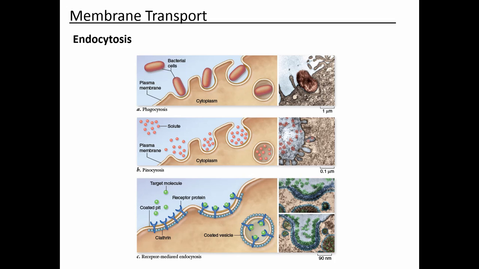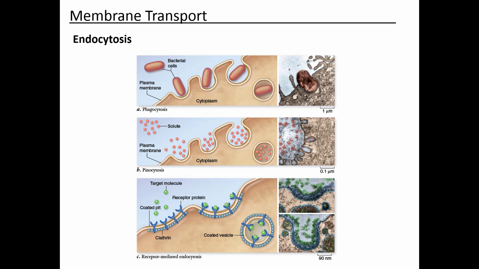So just in general, no matter what type of endocytosis you're talking about, a portion of the plasma membrane is going to somehow surround something that's on the outside of the cell. So that's what you have happening here, here, and here. This portion of the plasma membrane is going to surround these molecules. This portion is going to surround this bacterial cell.